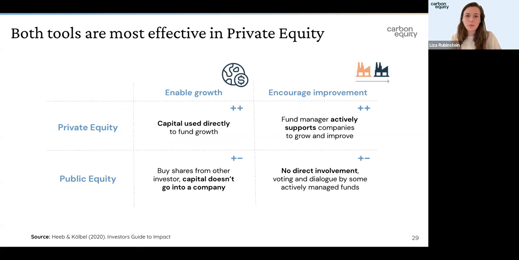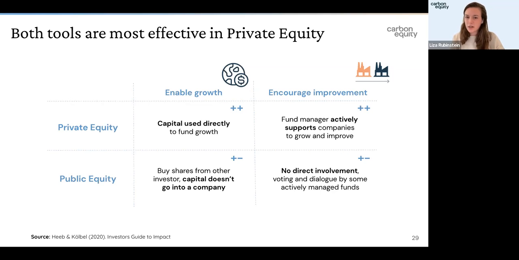Our private equity thesis is that both investor impact tools are more powerful in private equity than in public equity. Because in private equity, your capital is used directly to fund the growth of impactful businesses. And a fund manager who is acting on your behalf with your money will actively support these companies to grow and improve in the ways that Wiebe just described. On the public equity markets, both of these instruments are less directly, less strongly impactful. Because to enable growth, you can buy shares, but you buy them from someone else. So the money doesn't directly go into the company. It doesn't really help them grow.